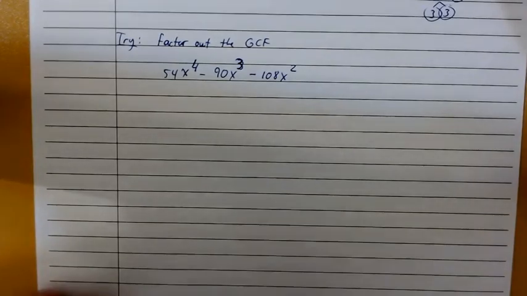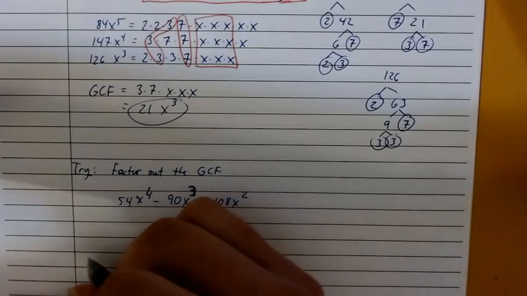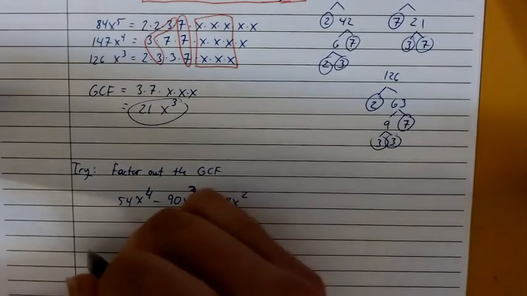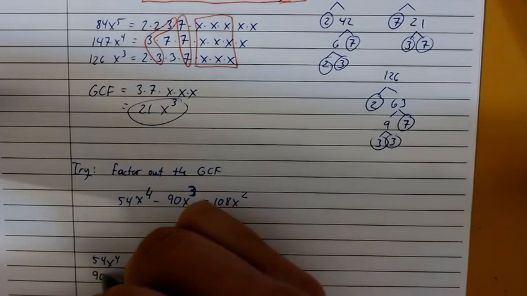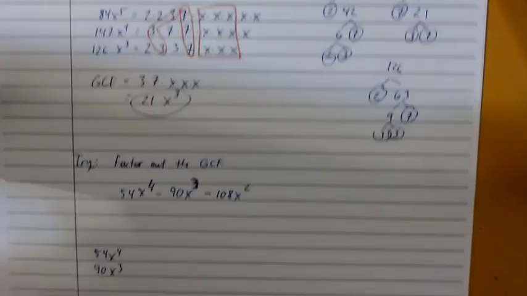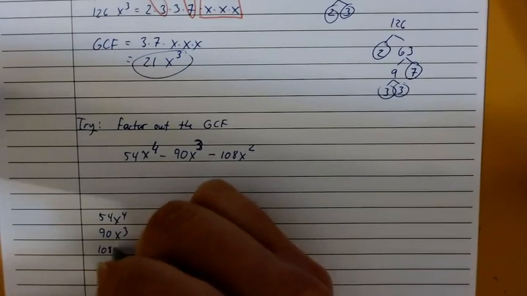All right, so let's give that a try. We're going to go ahead and factor out these terms. Let's see. 54x to the 4th power, 90x to the 3rd power, and 108x to the 2nd power.